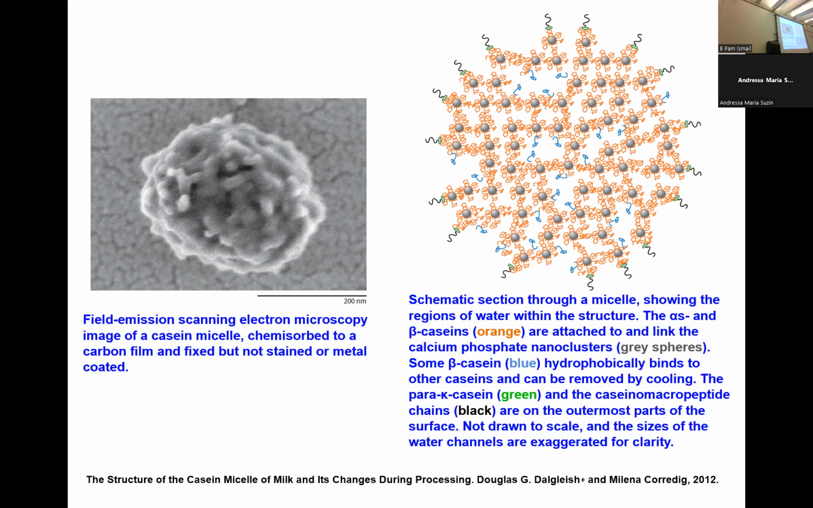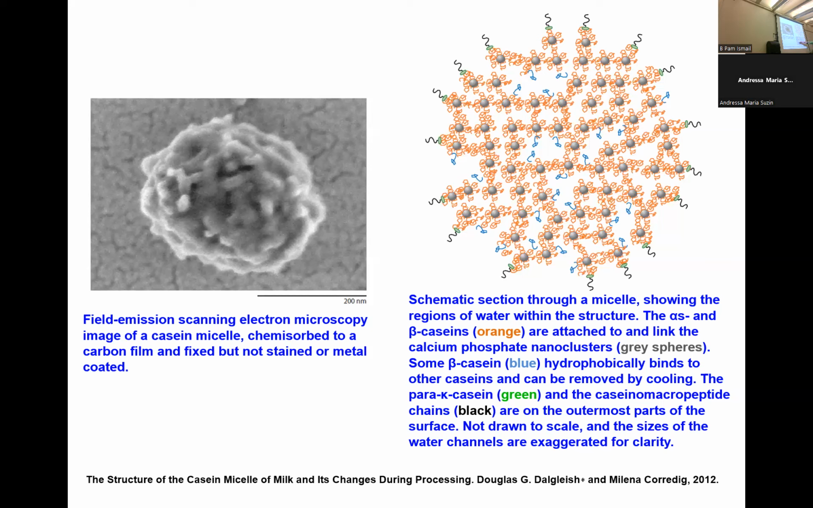Okay, so this image right here, I like the color because the alpha S1 and alpha S2 and beta, the hydrophobic components of those are orange. And then the gray spheres are the calcium phosphate clusters. And then the hairy part is the black. That would be the glycomacropeptide, as I call it here. They call it casino macropeptide, I don't know why, but it should be called glycomacropeptide.